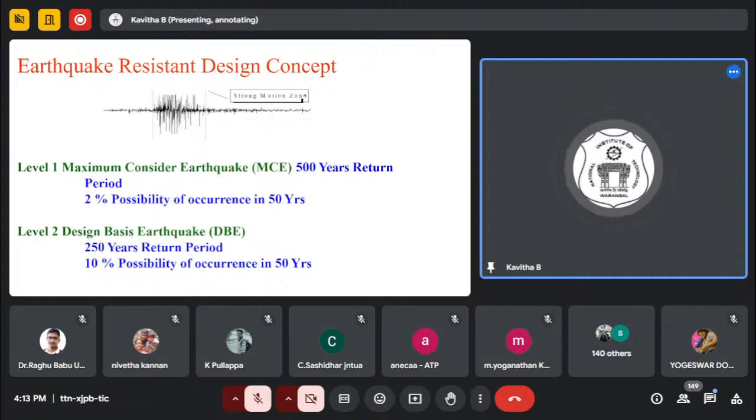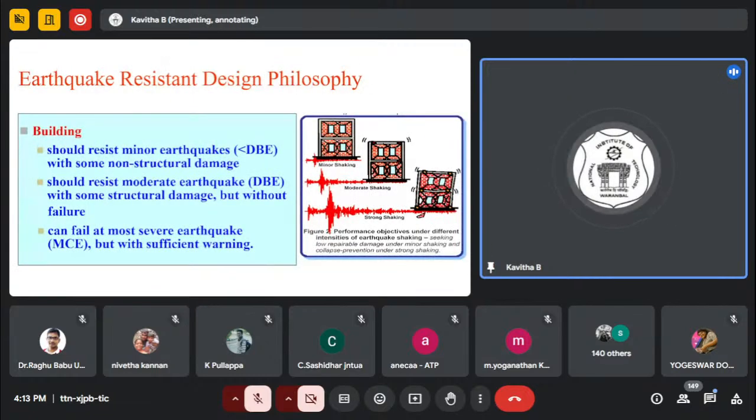This is our target. So here one has to consider MCE, that means within the 500 years of my lifetime, if it is happening, only 2%, that is it. In 250 years of return period, a 10% possibility is okay. These things you don't need to remember. This is already taken care of in your code book. In your code book, you can expect these kinds of figures that tell you what is minor shaking, what is moderate shaking, what is strong shaking.